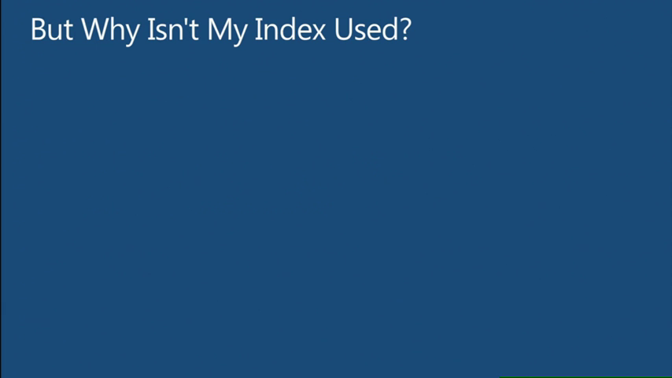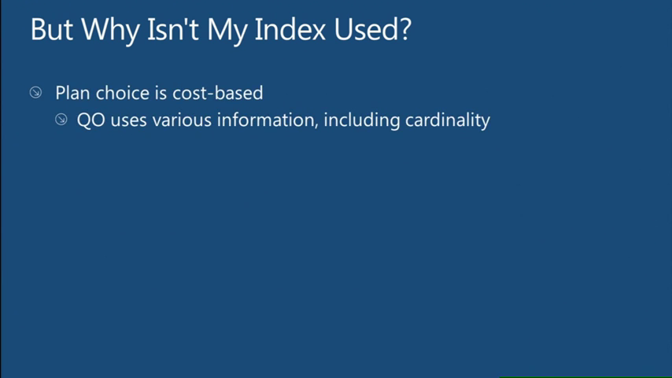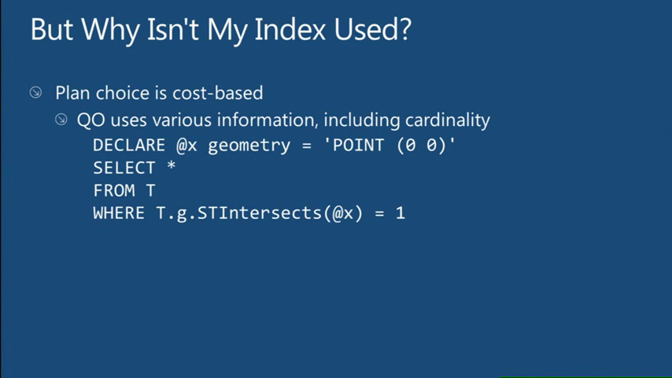So the next question is, I did all of that. I created an index, but it still doesn't get used. Why is that? Well, the plan is being created based on cost. One of the things that the query optimizer uses is cardinality estimation, statistics, etc. And sometimes it might think that the spatial index is not going to help, even though it might. But sometimes it's because of the way that you write your expression.